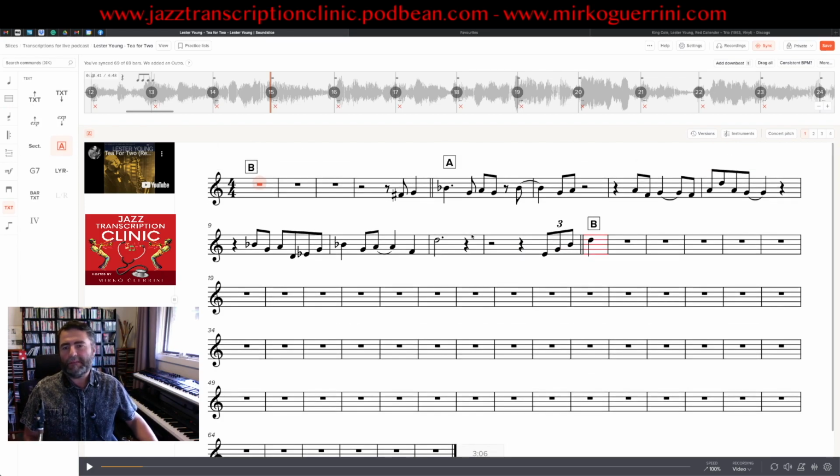So I have already started transcribing the first 8 bars of the tune, where Lester Young basically plays the melody with little embellishments here and there. And we can keep going with the transcription from here.